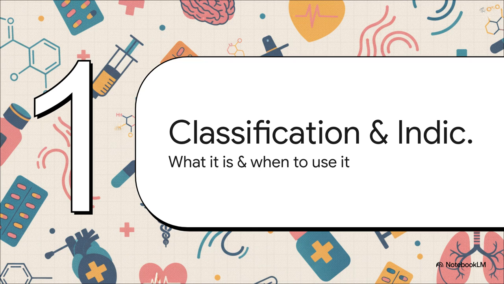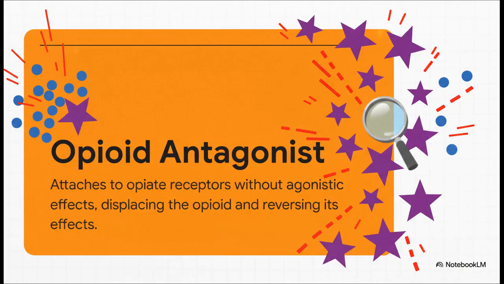Okay, first things first, let's really nail down the basics. What exactly is this drug, and what's its whole purpose? So, naloxone is what we call a pure opioid antagonist. The easiest way to think about it, it's literally the anti-opioid. Its one and only job is to march into the central nervous system, find the receptors where opioids are hanging out, and just kick them off.